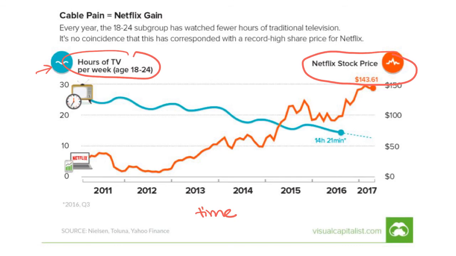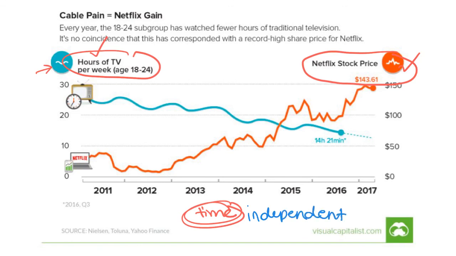So what's the topic of this graph? The topic of this graph is comparing the amount of cable TV versus Netflix that people who are 18 to 24 watch, and looking at the stock price for Netflix. And the graph is comparing two sets of things. It's comparing time and hours of TV per week, and time and Netflix stock price. Wonderful. Now we need to look at the independent and dependent variables. Well, both of these sets of data have the exact same independent variable, and that independent variable is time.